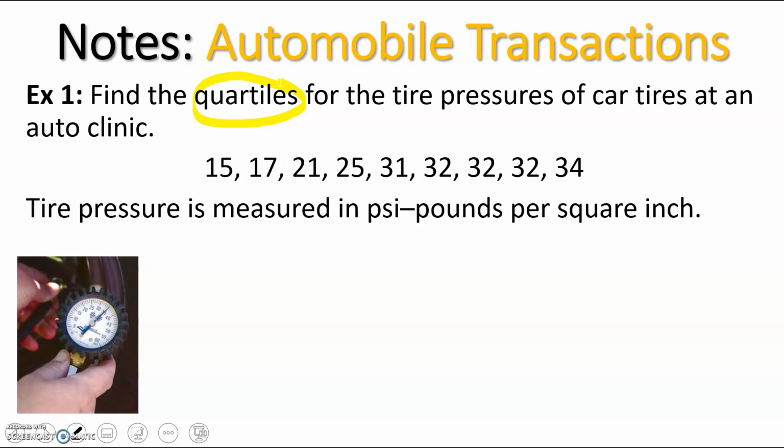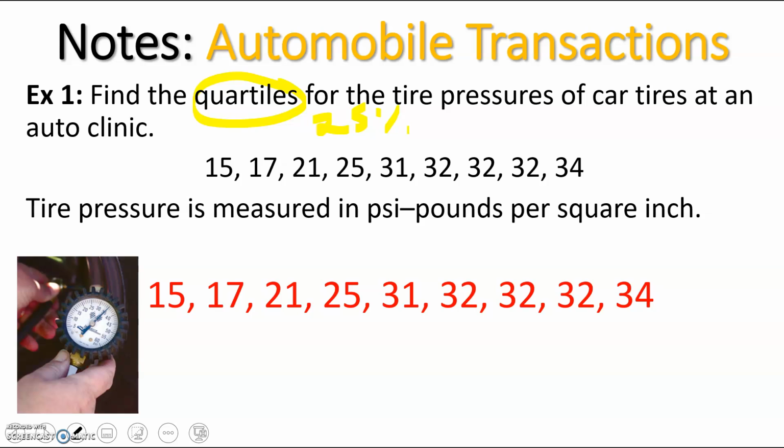Quartile just means quarters or 25%. So we want to take this data set and divide it into fourths. First thing we need to do is make sure our data is in order from least to greatest. And we can see that it already is, so that makes it easy. The next thing we want to do is find the quartiles.